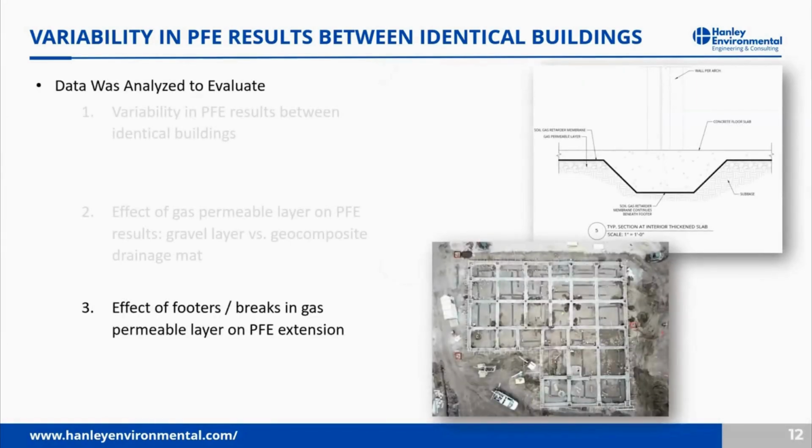Finally, we looked at the effect of footers and how those reduce the vacuum. If you've got a test port on the opposite side of a footer from your riser and there's no piping in between them, then obviously we would expect to see a decrease in vacuum across that footer because there's a break in the gravel layer. And that's exactly what we saw. To varying degrees, there were differences in the amount of reduction that we saw across the footer. In some cases, there's some vacuum extension across footers, but it's a significant reduction.